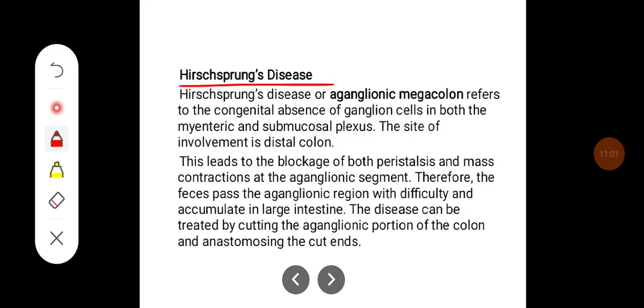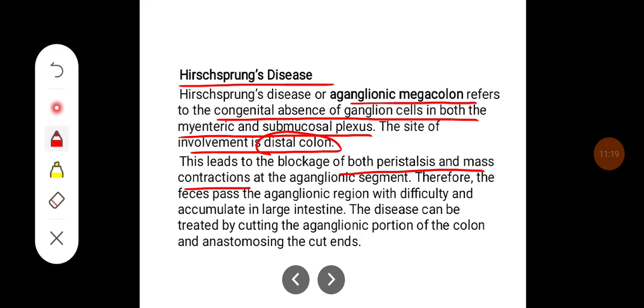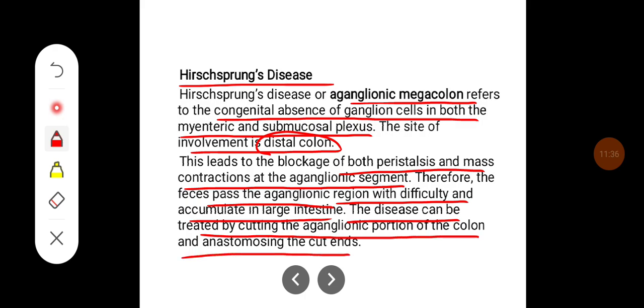Hirschsprung's disease. Hirschsprung's disease, a ganglionic megacolon, refers to the congenital absence of ganglion cells in both myenteric and submucosal plexuses. The site of involvement is the distal colon. This leads to blockage of both peristalsis and mass contraction at the ganglionic segment. Therefore, the feces pass the ganglionic region with difficulty and accumulate in the large intestine. The disease can be treated by cutting the ganglionic portion of the colon and anastomosing the cut ends.